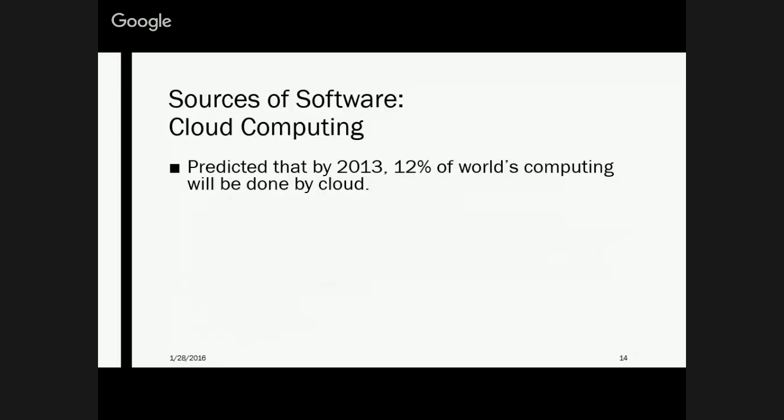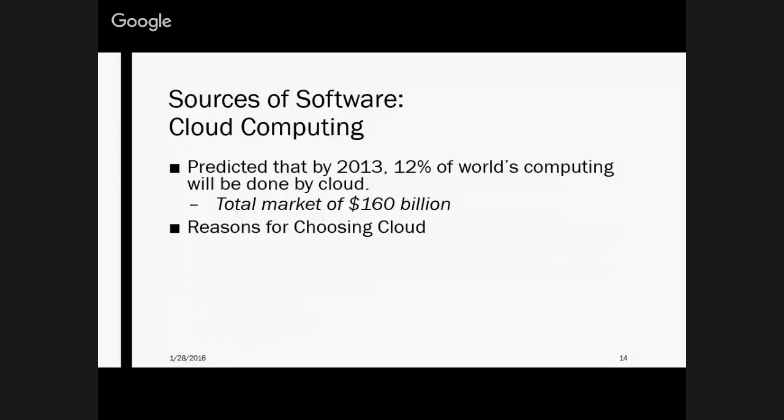So this is where I was talking about that prediction, 12% will be done in the cloud. I looked that up, and I can't find someone saying this much of computing is done in the cloud, but I bet it was more, and now it's way more. Total market of 160 billion. These were estimates. I just left these dated stats in because it's interesting to think of the scope. So reasons for choosing cloud: freeing internal IT staff, or not having an internal IT staff is what basically we did. Everything.